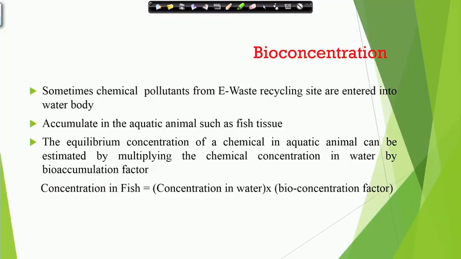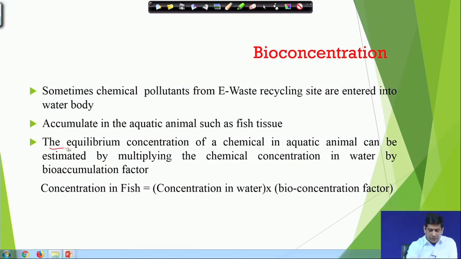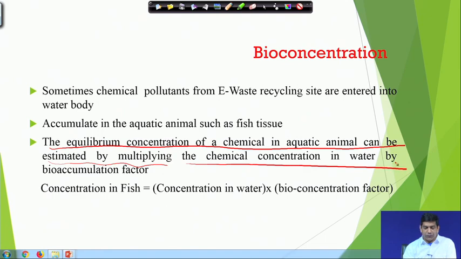So in terms of up to what level it will accumulate, we do calculate this many times. We have this equilibrium concentration of a chemical in the aquatic animal or aquatic species. We can estimate it by multiplying the chemical concentration by a bioaccumulation factor.